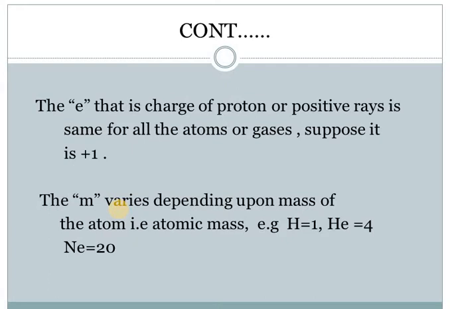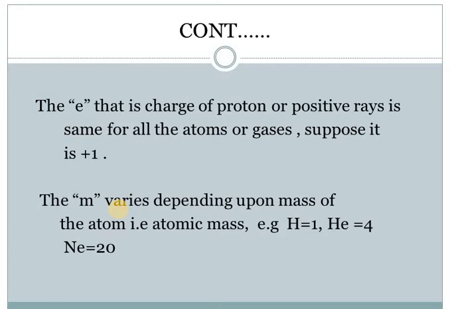Now, the M, we have said that it is E by M. So, what is this M? It varies depending upon the mass of the atom. That is, it depends upon the atomic mass. Hydrogen, helium, neon, all of them would have their own masses. That is, mass of the nucleus, protons and neutrons. Such as for hydrogen it is 1, helium is 4, neon is 20.